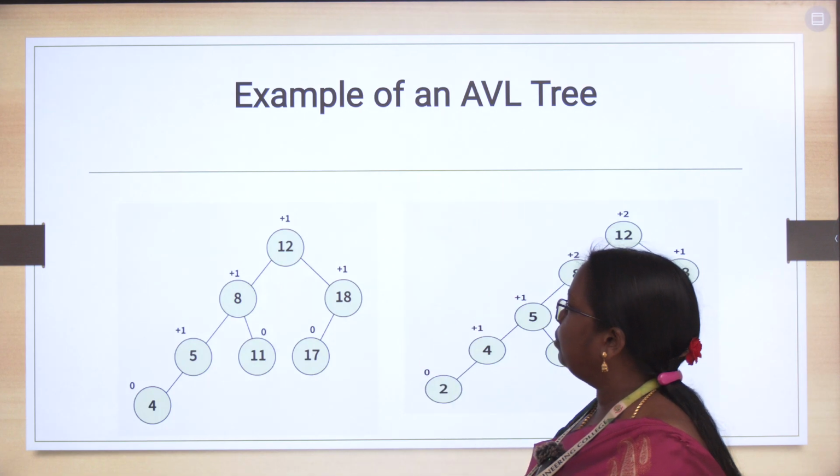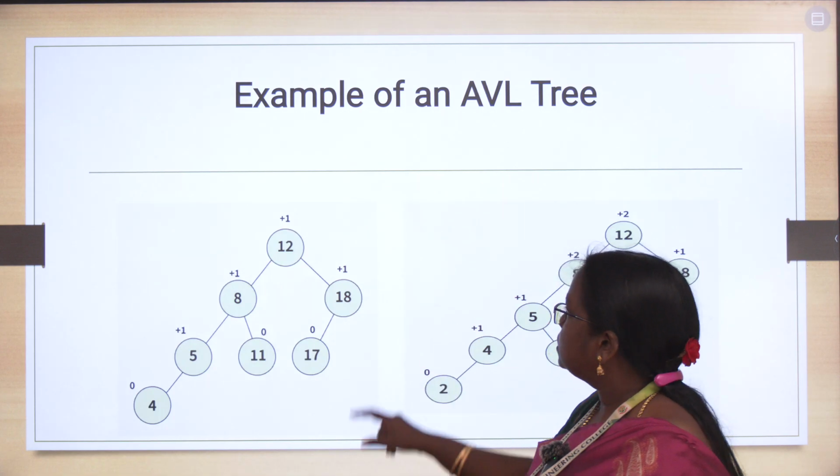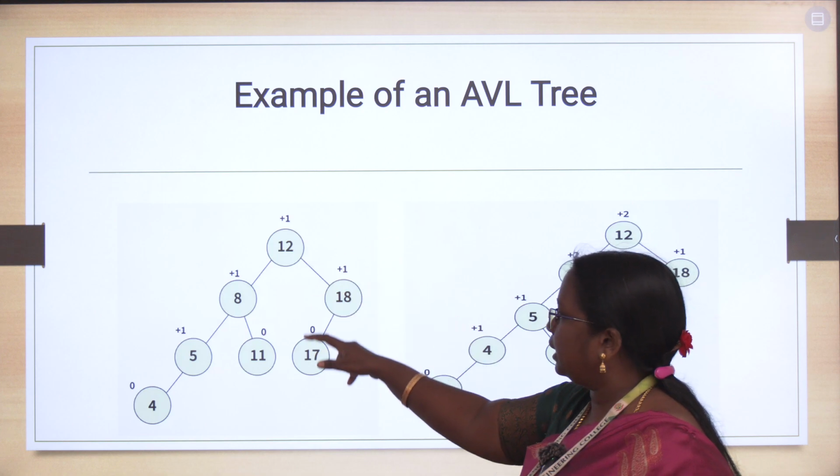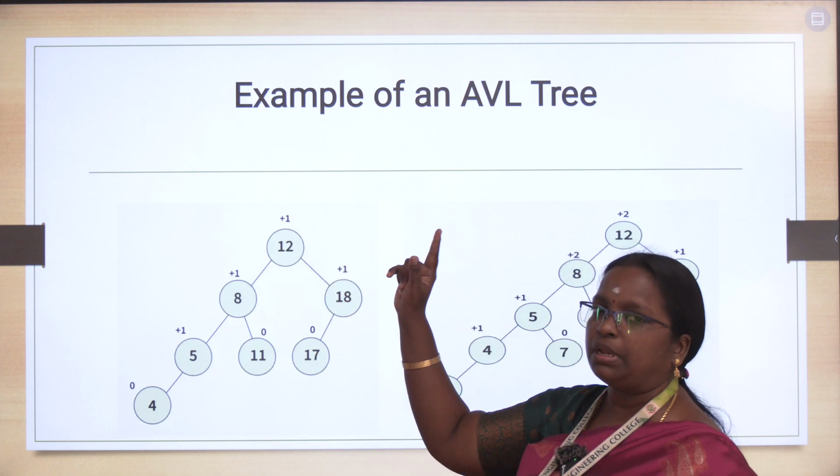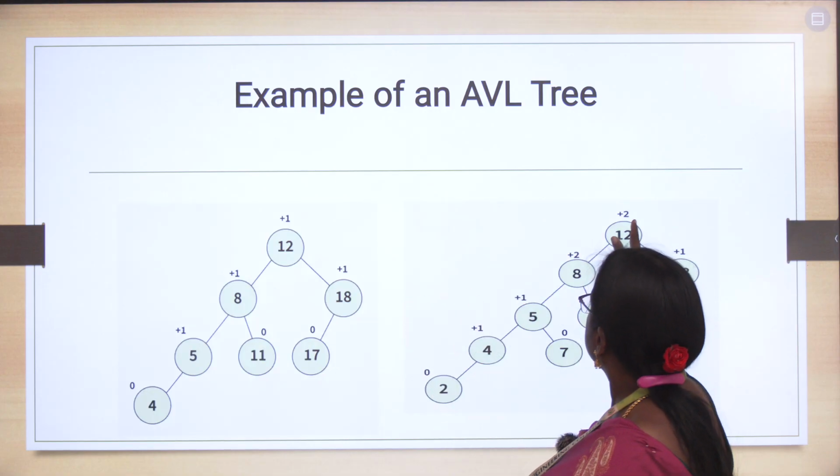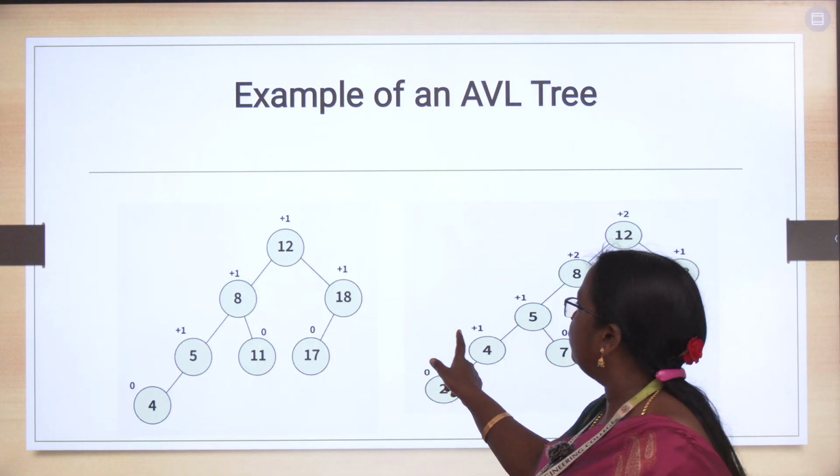I have given an example for your AVL tree. This is a correct AVL tree: 0, minus 1, plus 1 has to come. If the value comes as 2, that is not an AVL tree.